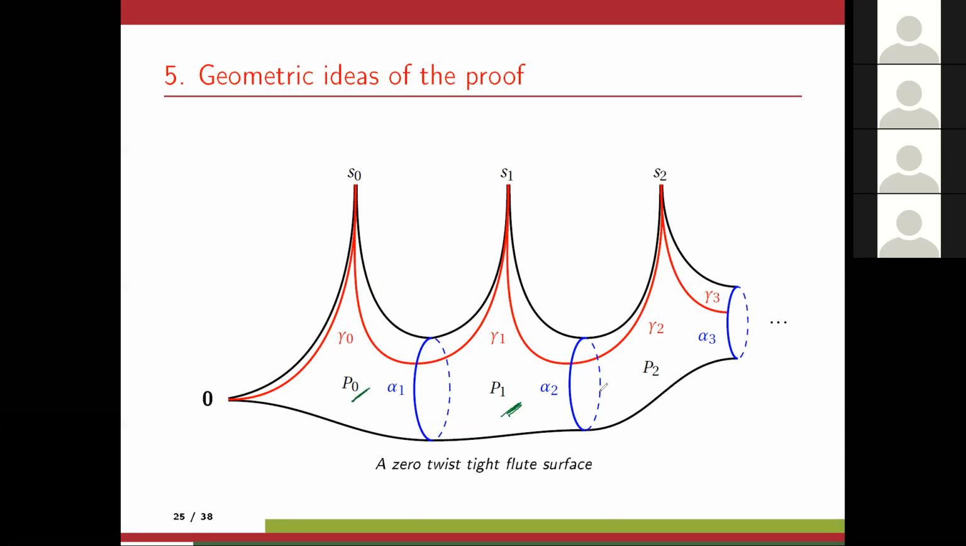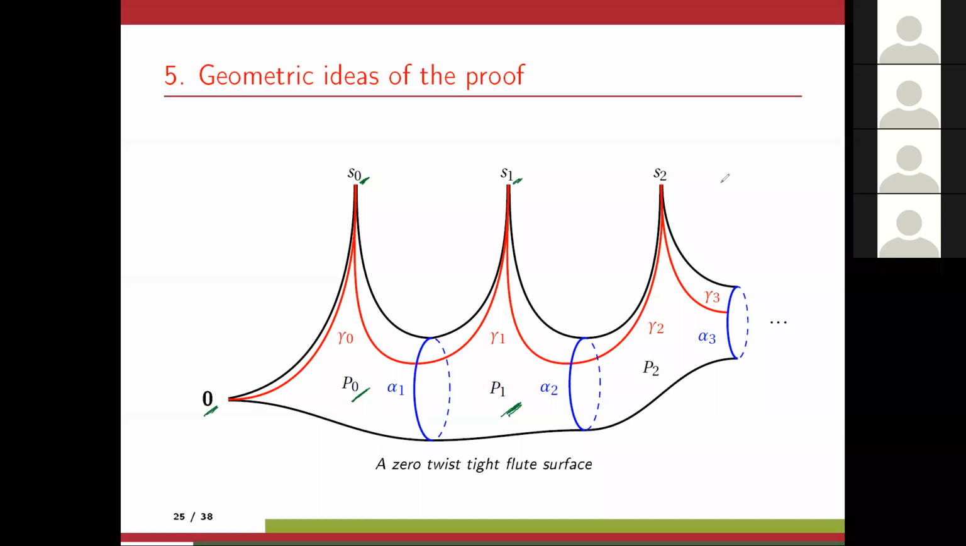Now we are going to label all punctures in this surface. We label the first puncture as 0. This corresponds to the one puncture in the geodesic pair of pants P0. The other puncture is labeled S0. Now, going to the geodesic pair of pants P1, we label its puncture S1. Going to the geodesic pair of pants Pn, we label its puncture Sn, and so on.